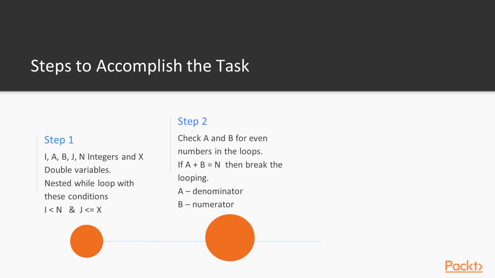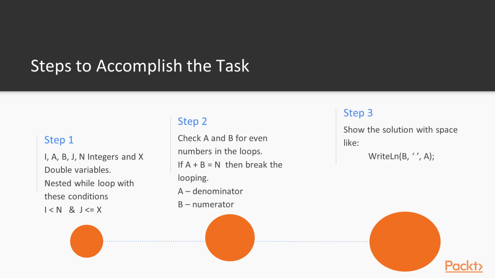Then we have to check a plus b against n. If it's true, we have to break the looping. So here a is the denominator and b is the numerator. In step 3, we have to show the solution with a space, like writeln b, space, and a. So let's start.